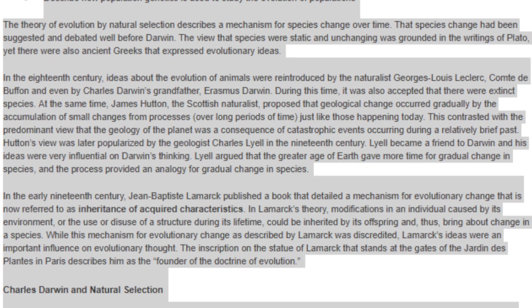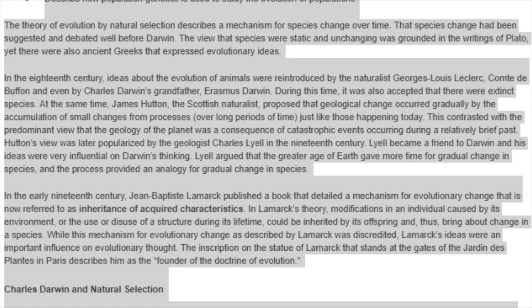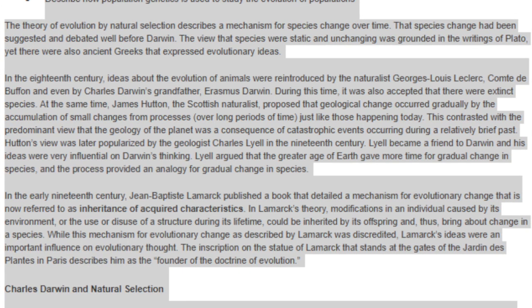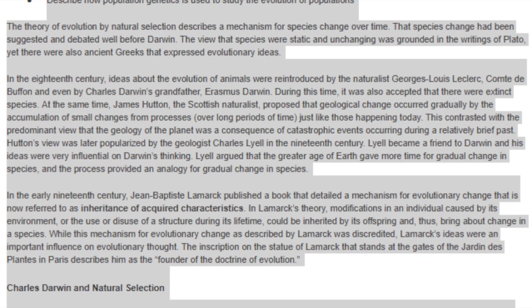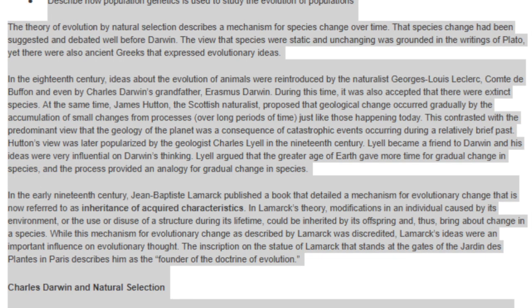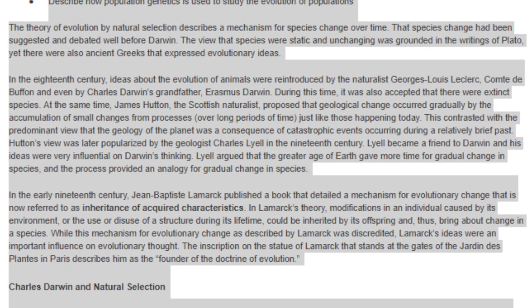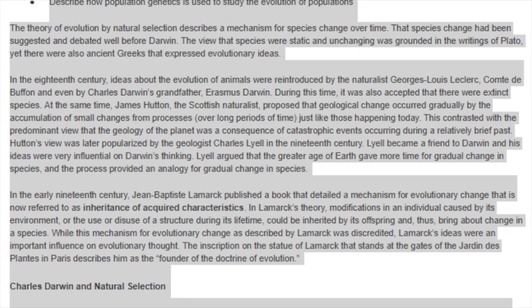In the early 19th century, Jean-Baptiste Lamarck published a book that detailed a mechanism for evolutionary change that is now referred to as inheritance of acquired characteristics. In Lamarck's theory, modifications in an individual caused by its environment, or the use or disuse of a structure during its lifetime, could be inherited by its offspring and, thus, bring about change in a species.